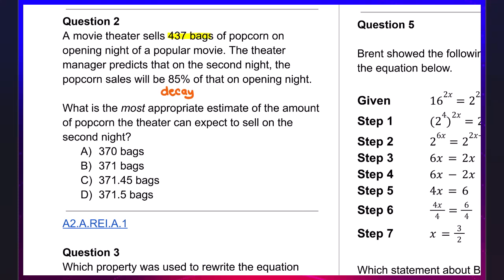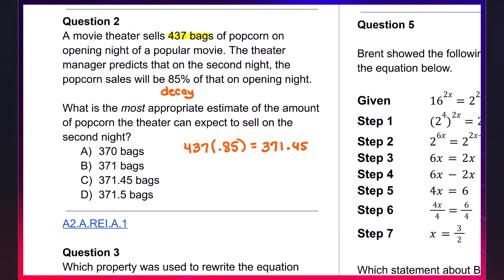What is the most appropriate estimate of the amount of popcorn on the second night? Now, if it wanted you to do something like 7 nights, 8 nights, 100 nights past, then I would write a formula. You don't need a formula. So what I would do is just start with 437 bags, and all you have to do is calculate 85% of that amount. Just multiply the two. Make sure you use the proportion, 0.85.